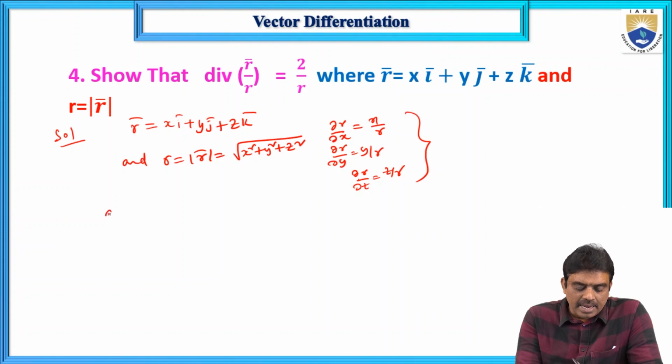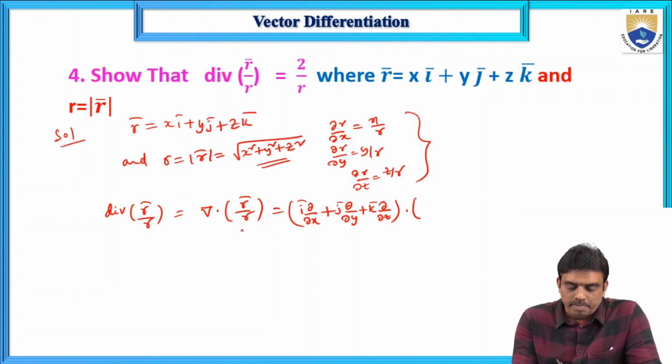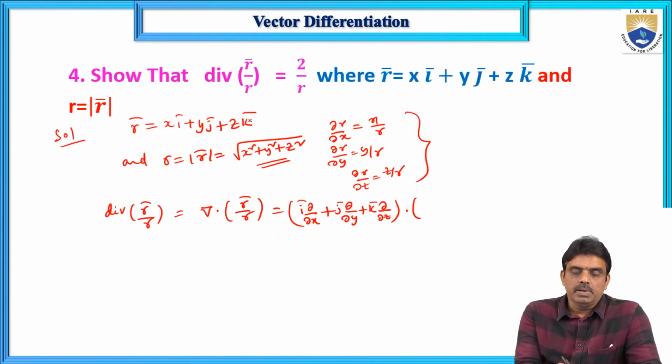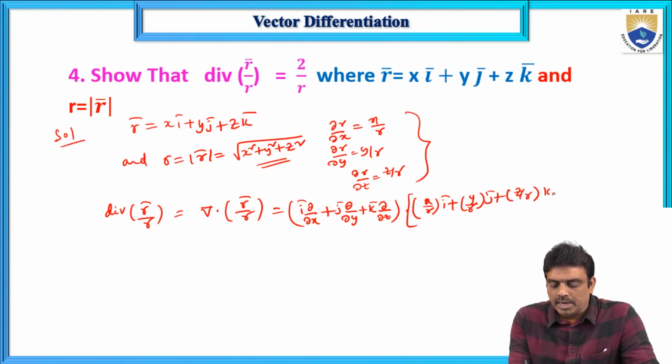So now, div r bar by r. What is r? r is a function of x, y, z. That is del dot r bar by r. Del means i bar ∂/∂x plus j bar ∂/∂y plus k bar ∂/∂z, the dot product with r bar by r. r bar means x i bar plus y j bar plus z k bar. So I can write it as x by r into i bar plus y by r into j bar plus z by r into k bar.